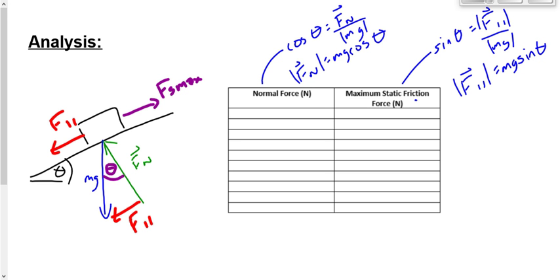Then what do you think you're going to do? Plot a graph. Plot a graph of responding variable versus manipulated variable. On your graph, you should see FSF max on the y-axis, and you should see Fn on the x-axis. It should be really close to a straight line. Get your slope.